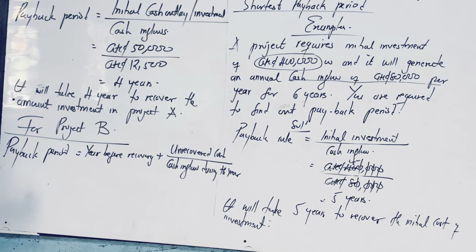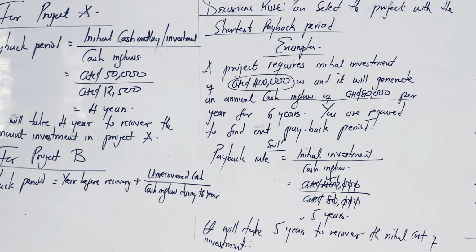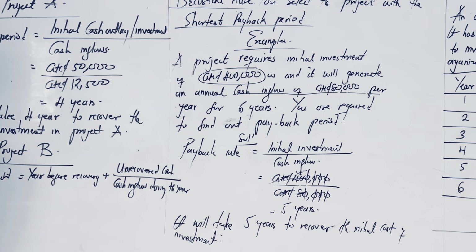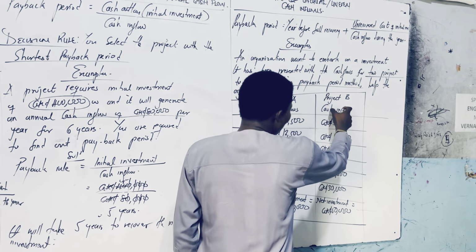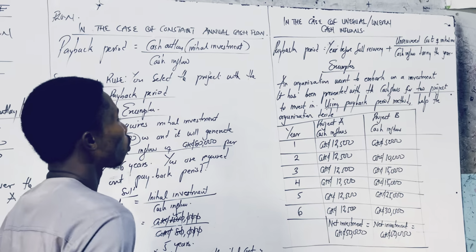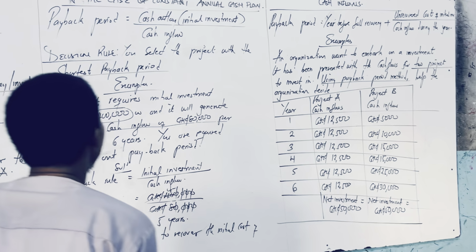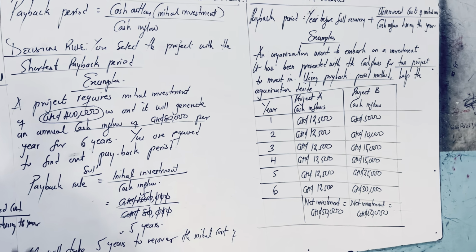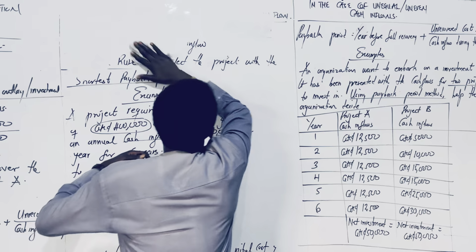So how do we solve this question? When we have unstable or unequal cash inflow, the first thing you do here is to construct a table where we are going to find the cumulative or accumulated cash inflow. So let's do this.